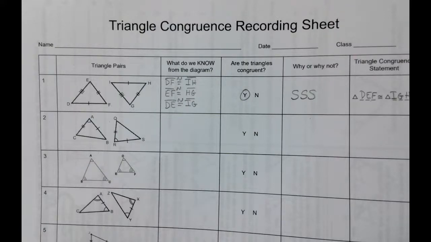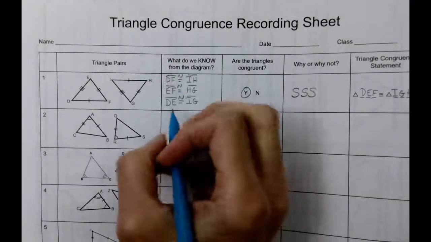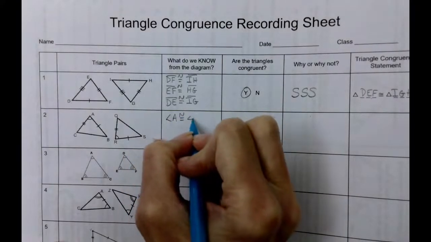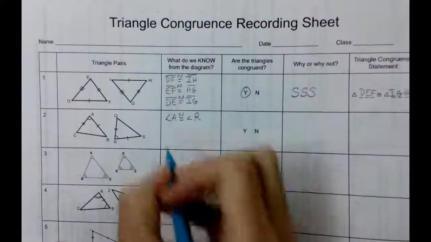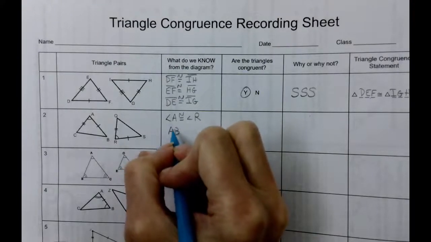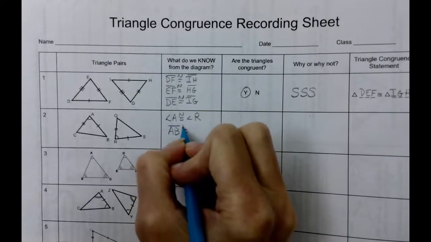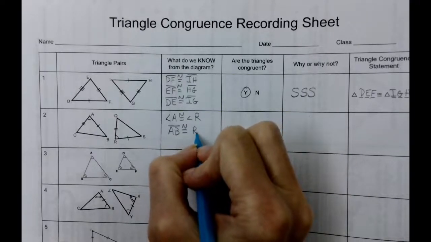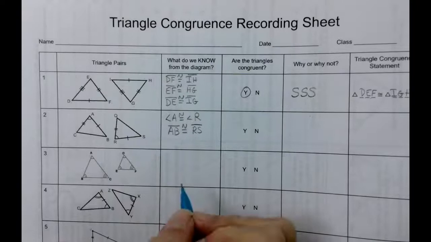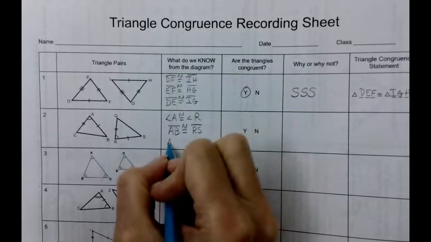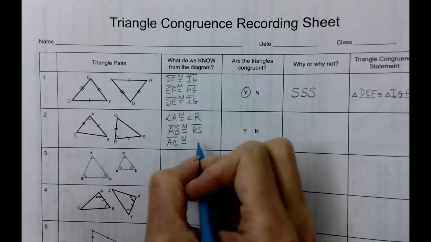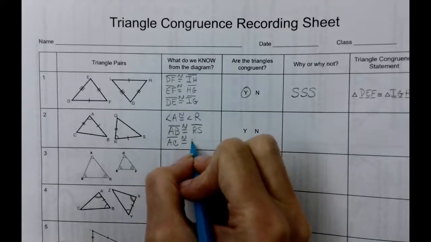So problem number 2. Look at what we know here. What do we know from the diagram? We know that angle A is congruent to angle R. We know that side AB is congruent to side RS. And we also know that side AC is congruent to side RQ.